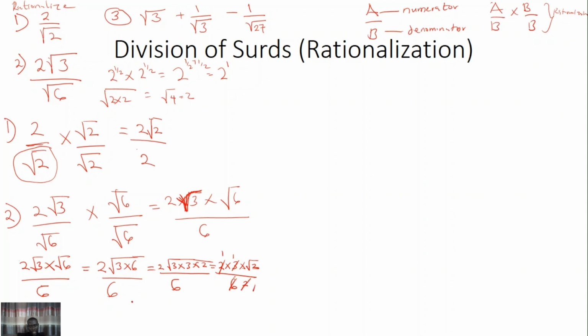So our final answer is equals to root 2. Okay? So when you rationalize 2 root 3 all over root 6, that will give you root 2. This is our final answer. Okay? Let's look at the third example, which is this. Example number 3.